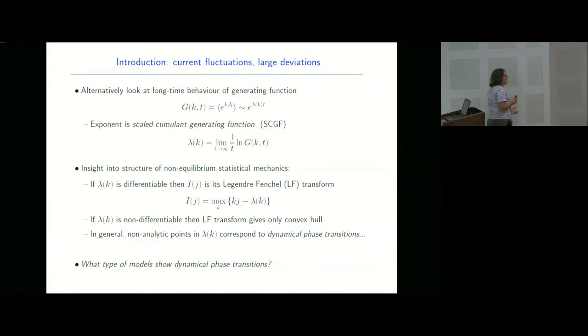And we already get some insight here into the structure of non-equilibrium statistical mechanics. Just as equilibrium statistical mechanics involves Legendre transforms, so does non-equilibrium stat mech, because we know that if lambda(k) is differentiable, then the rate function is its Legendre-Fenchel transform. Of course, if lambda(k) is not differentiable, then the Legendre-Fenchel transform only gives the convex hull. And in general, non-analytic points in this scaled cumulant generating function correspond to dynamical phase transitions between regimes where fluctuations are typically realized by different mechanisms.